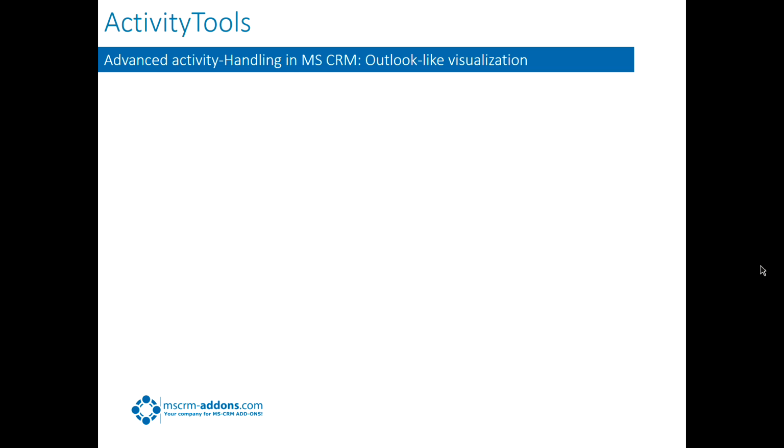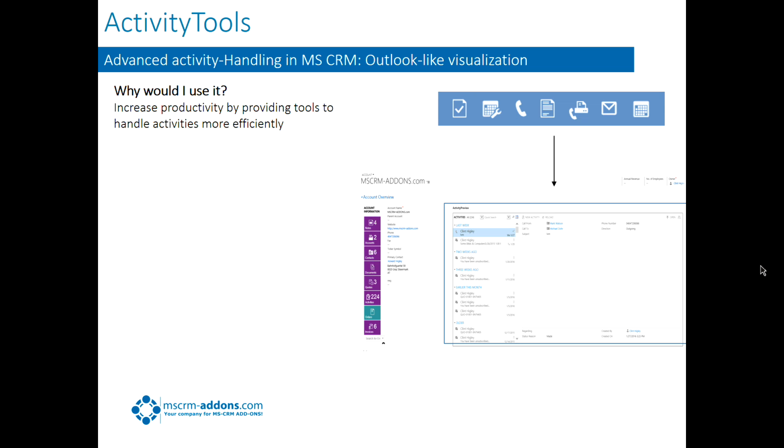The next tool that we want to talk about is called Activity Tools. Basically it's advanced activity handling in CRM. It's going to give you an Outlook visualization inside of CRM. Why would you use this? Well, it's going to help increase productivity by providing tools to handle activities a lot more efficiently. It does that by giving you that Outlook look and feel of your activities inside of CRM.